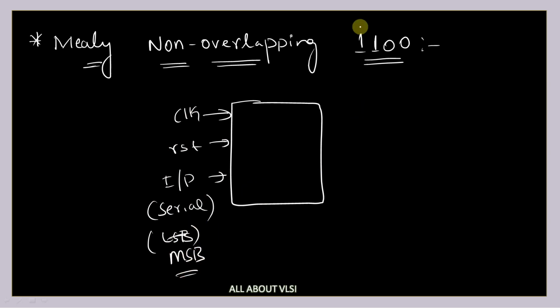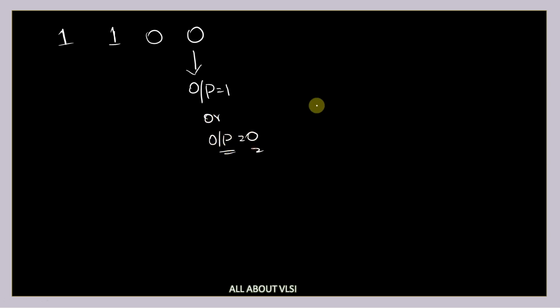Okay, the first one is 1, the next is 1, the next 0, the next 0. Then the sequence will be considered as detected, or else your sequence has not been detected. So that means if we get MSB 1, followed by 1, next 0, next 0, then only your output will become 1, or else your output will become 0. This is our requirement.